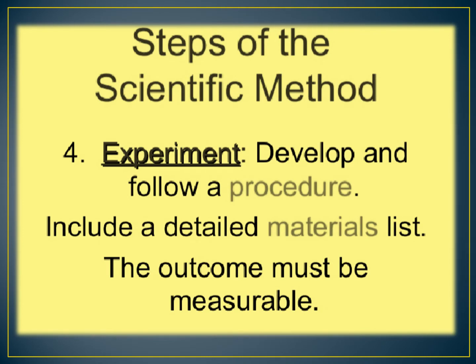Okay, so now once you have the hypothesis, we will proceed to the fourth step, which is the experiment. In experiment, you will develop and follow a procedure. So, this includes a detailed materials list and the outcome must be measurable. Okay, so design your experiment and write the step-by-step procedure that you will use to test your hypothesis.